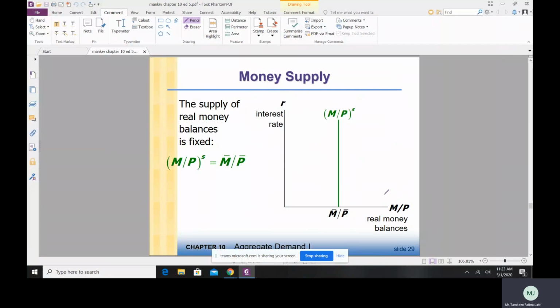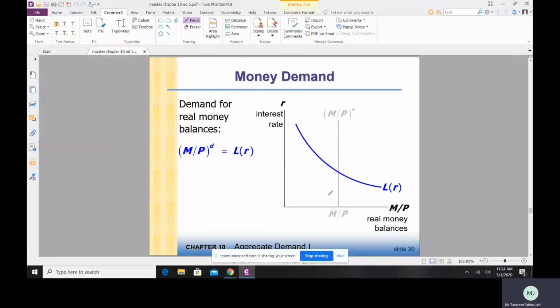So we take real money balance on the x-axis, and real interest rate on the y-axis. The supply of real money balance is fixed. We assume that M is fixed. So M is going to be determined by the central bank, and that is exogenously determined. Price is also assumed to be fixed. Why? Because remember, the ISLM curve helps explain the economy in the short run. And in the short run, we assume that prices are taken to be fixed. So money supply तो बड़ा clear है कि it's going to be fixed.